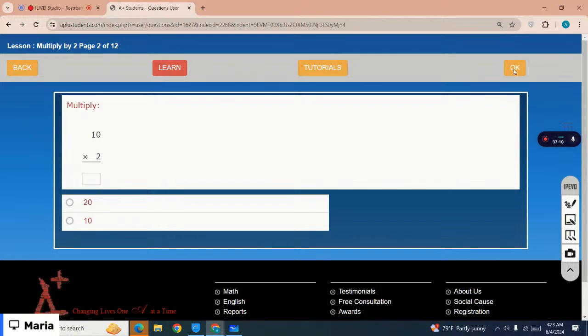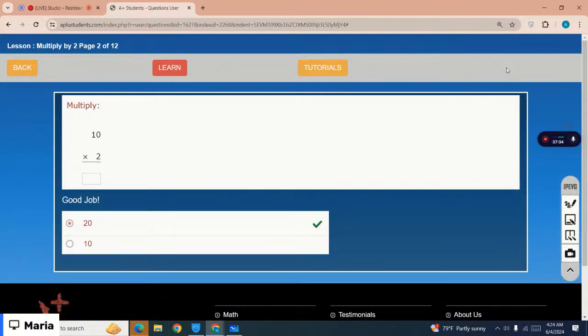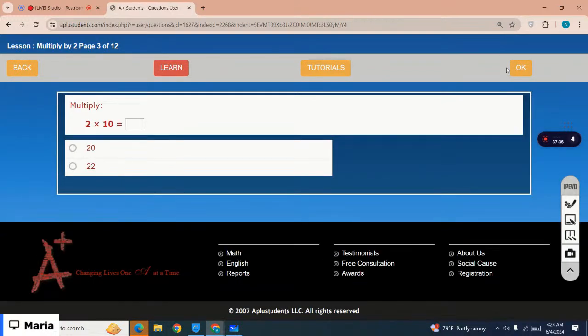2 times 10 is 20. The correct option is 20. Okay, stop chatting.